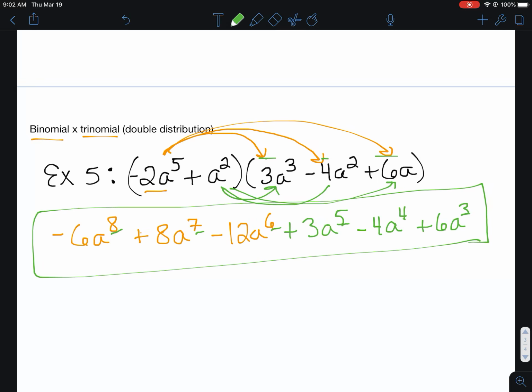If there were some exponents that were the same, then you would be able to combine like terms wherever you saw the same power.